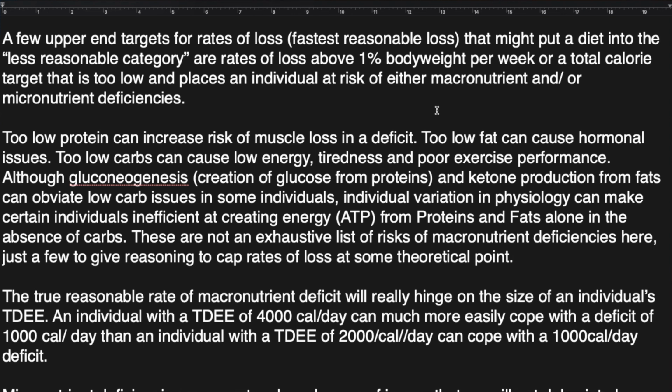Although gluconeogenesis, the creation of glucose from proteins, and ketone production from fats can obviate low carbohydrate issues in some individuals, individual variation in physiology can make certain individuals inefficient at creating ATP from proteins and fats alone in the absence of carbs.